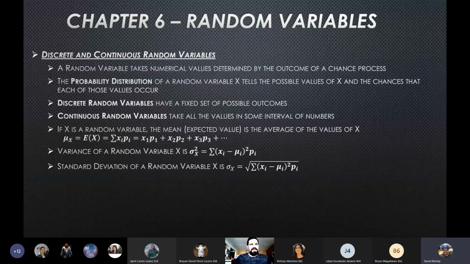Discrete random variables have a fixed set of possible outcomes. So again, if we look at the sum of two dice that have been rolled, the random variable x could take the values of the sum of the two dice, and we have the possible values of 2, 3, 4, 5, 6, 7, 8, 9, 10, 11, and 12. Each of those outcomes has a specific probability of occurring.